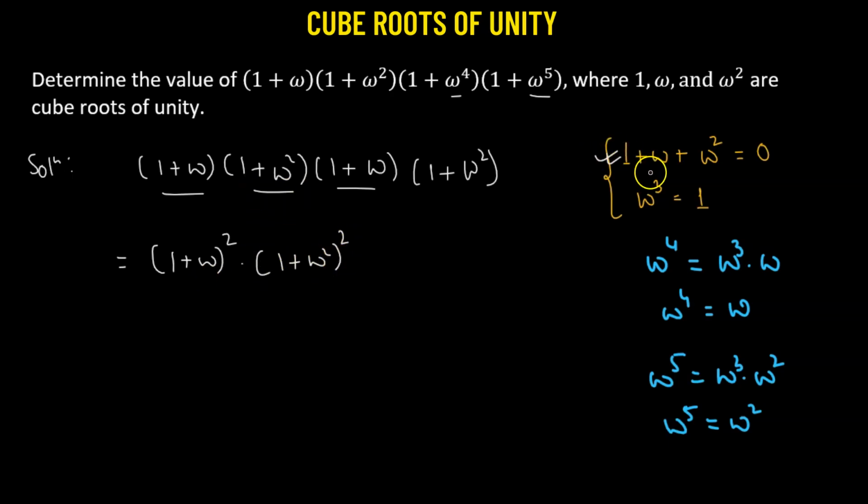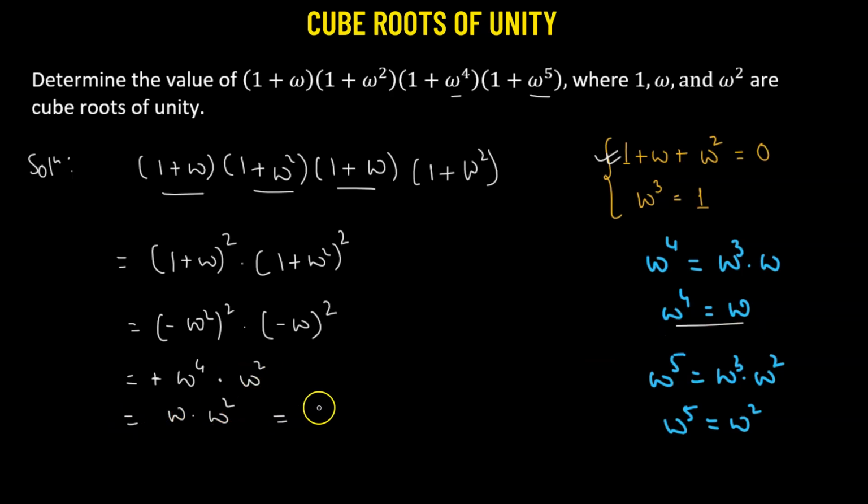Now, let's use the property that 1 plus omega plus omega squared equals 0. So we'll replace 1 plus omega with negative omega squared, whole squared, multiplied by 1 plus omega squared, which will be replaced with negative omega. So this gives us negative omega raised to the power of 4. Since we are squaring the negative, it becomes positive, times positive omega squared. Now omega raised to the power of 4 is omega, so we have omega times omega squared, which equals omega cubed, and omega cubed, according to the property, equals 1. So the value of this expression equals 1, provided 1, omega and omega squared are cube roots of unity.